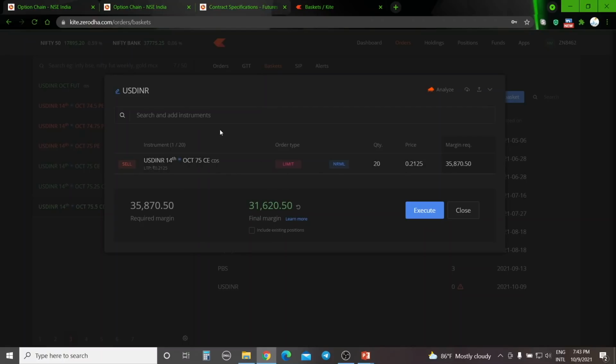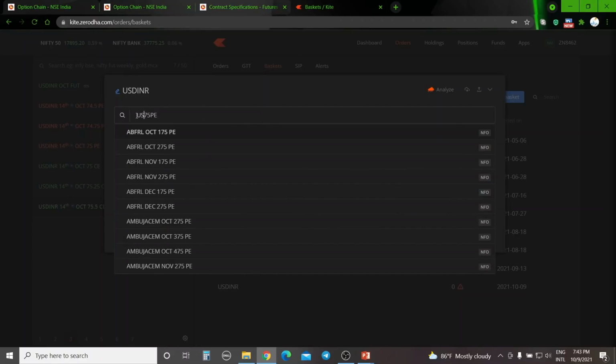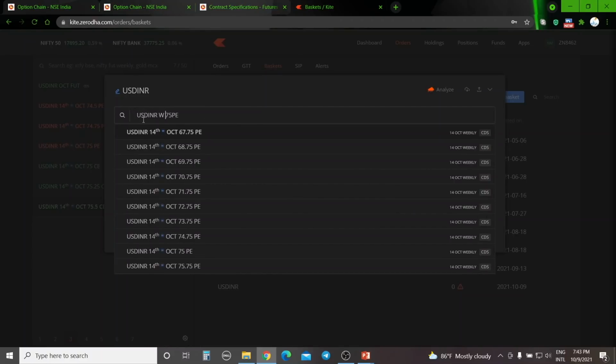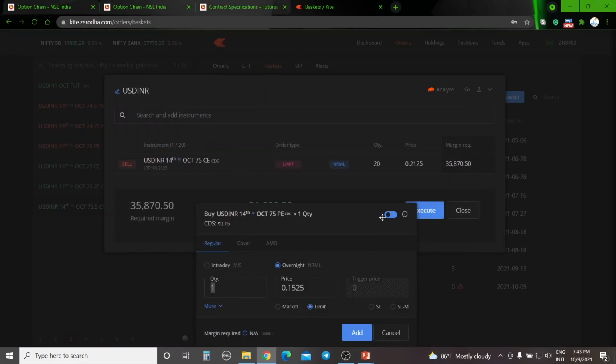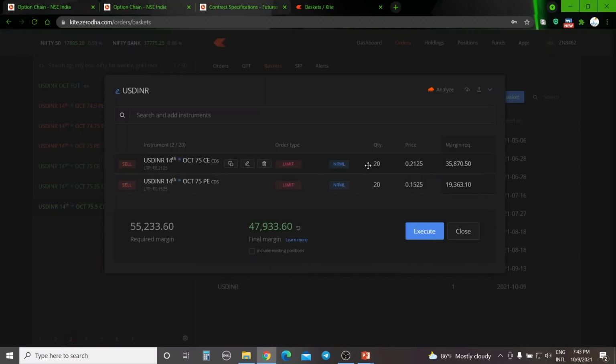Now against this, you will sell a USD INR weekly 75 PE. Quantity is 20. We are going to sell at whatever price is there. You can see the margin benefit is already given. If you sell individually, you may have to pay about 70,000-80,000 rupees. But right now you will be paying only about 48,000 rupees. Close to 40% benefit you will get here. So this is the margin requirement for a short straddle for 20 lots.